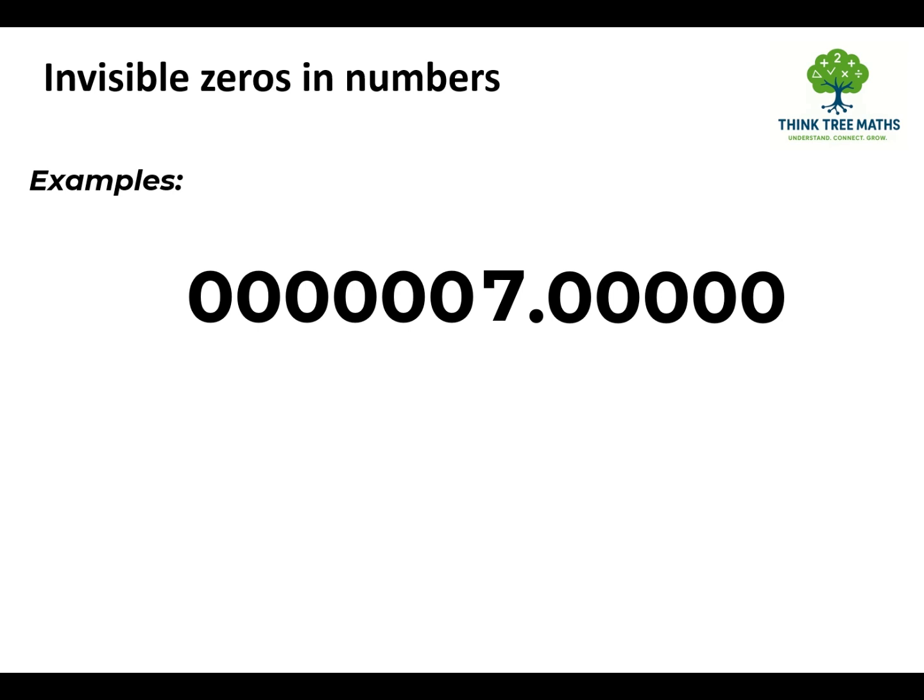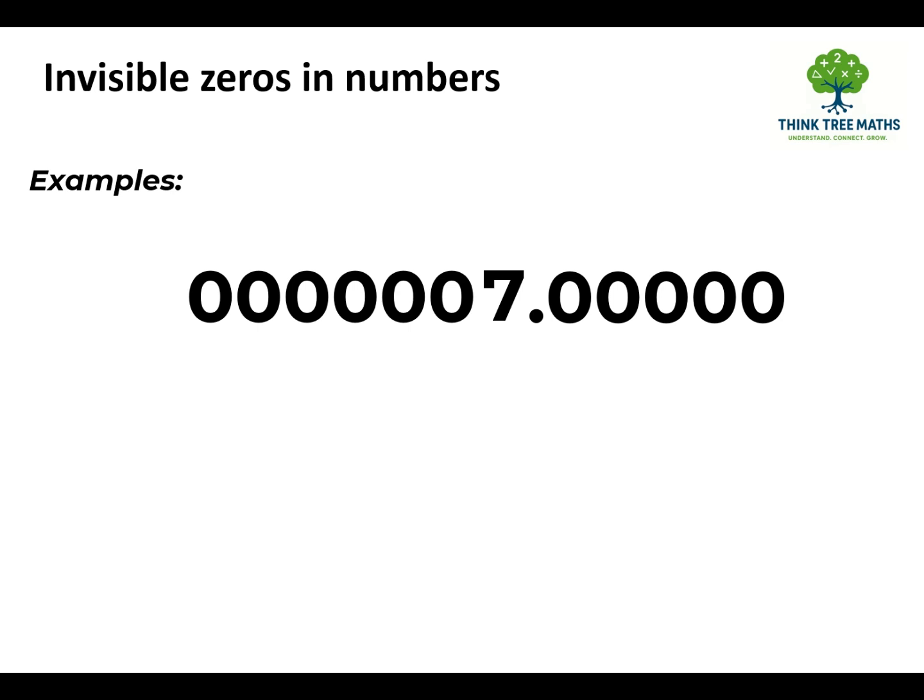Again, these zeros after the decimal point are holding place values that come after the decimal point. That is the tens, the hundreds, and the thousands. These are the fractions.